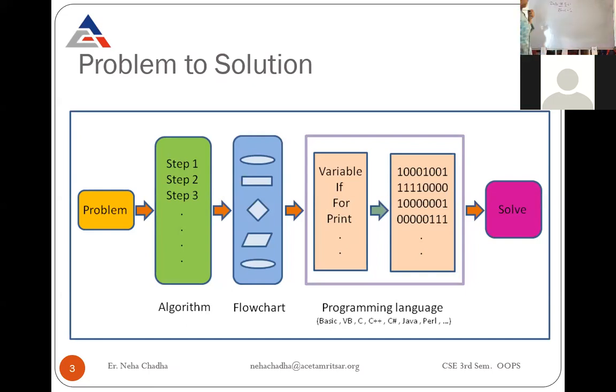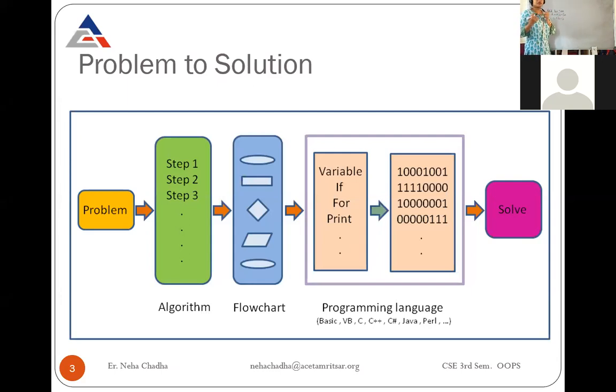As I'm saying, we have some problem. Let's take an example that we have a problem to add two numbers. This is our problem. In this problem, we know we have to add two numbers. That means we require two numbers. Let's take a equal to 10 and b equal to 20, and the logic to solve the addition of two numbers is c equal to a plus b. These are the variables.